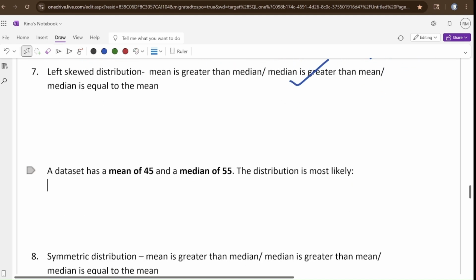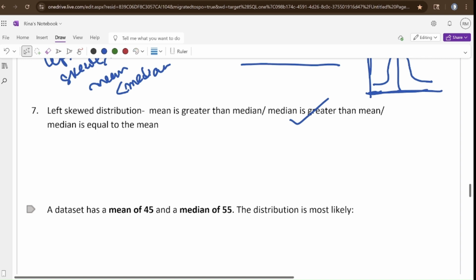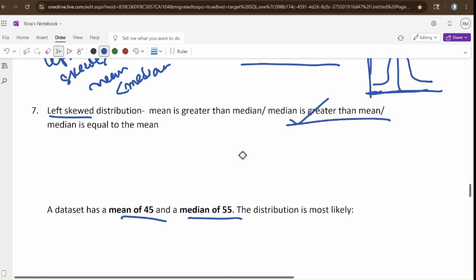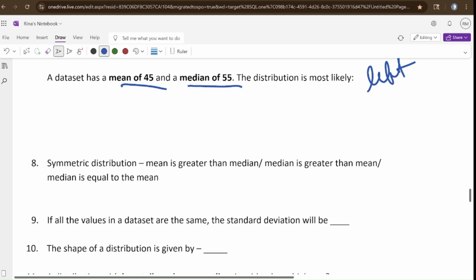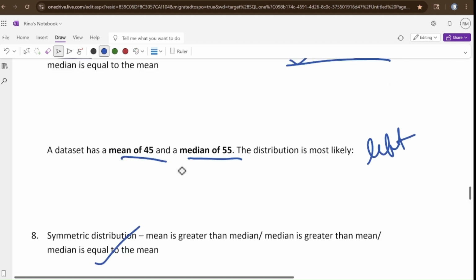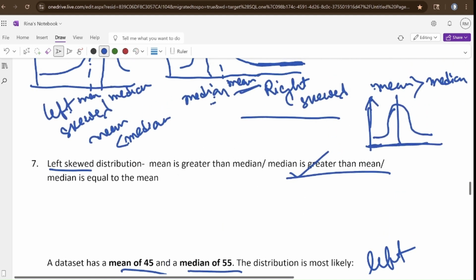A data set has a mean of 45, median of 55. The distribution is most likely. So you can see that here median is greater than mean, right? Median is greater than mean means this is a left skewed distribution. Okay. What is symmetric distribution? When they are equal. When will they be equal? When the data is distributed equally. Here the mean is equal to median. This is called symmetric distribution, uniform distribution.